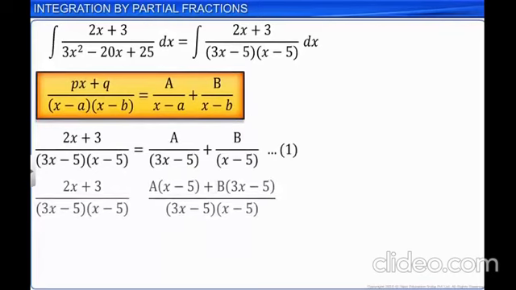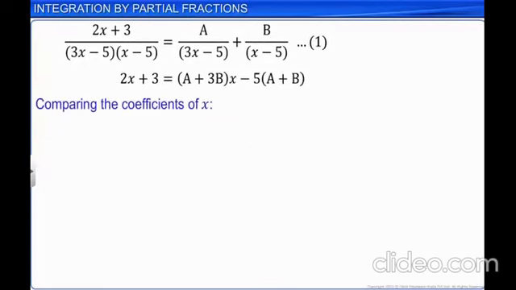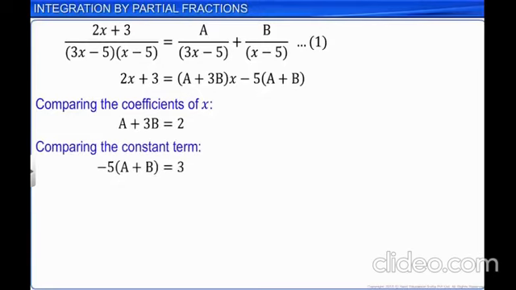Take the LCM on the right-hand side. This makes the denominator equal on both the sides. So, the numerators can be equated. On comparing the like coefficients and constant terms, we get A + 3B = 2 and -5 times (A + B) = 3. On solving the equations, we get A = -19 upon 10 and B = 13 upon 10.